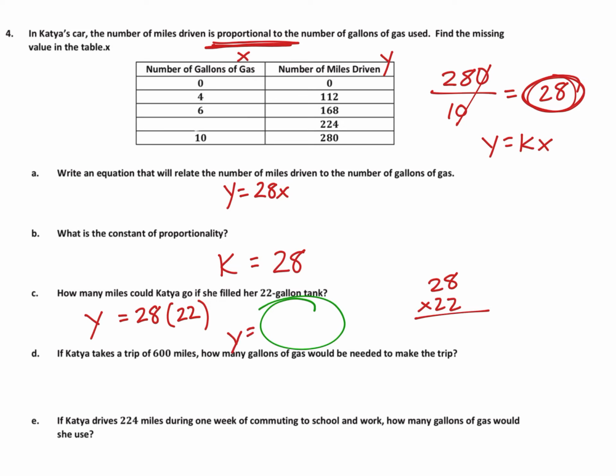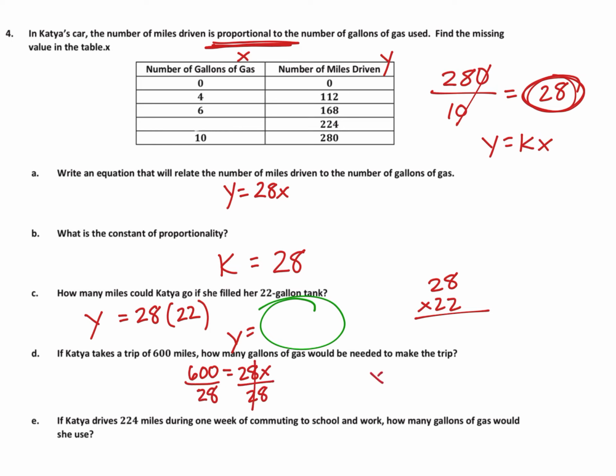D, if Katya takes a trip of 600 miles, how many gallons of gas would be needed to make the trip? So instead of putting it in the x spot, we're going to stick it in the y's position because it's miles. And to solve for x, we have to divide both sides by 28. So x equals 600 divided by 28. You fill that in.